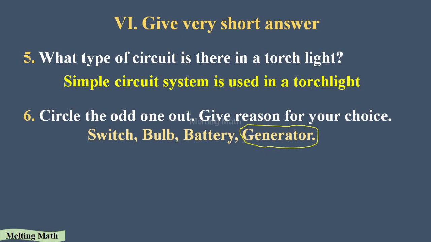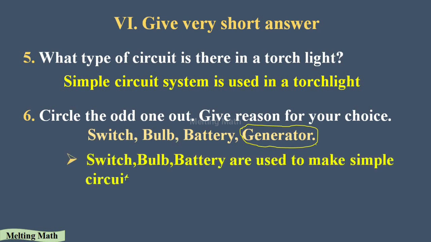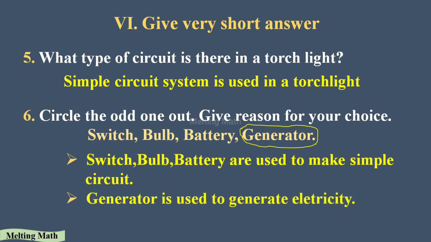Then give the reason for that odd one. Switch, bulb and battery are used to make a simple circuit. Generator is used to generate electricity. So this is the answer to this one.